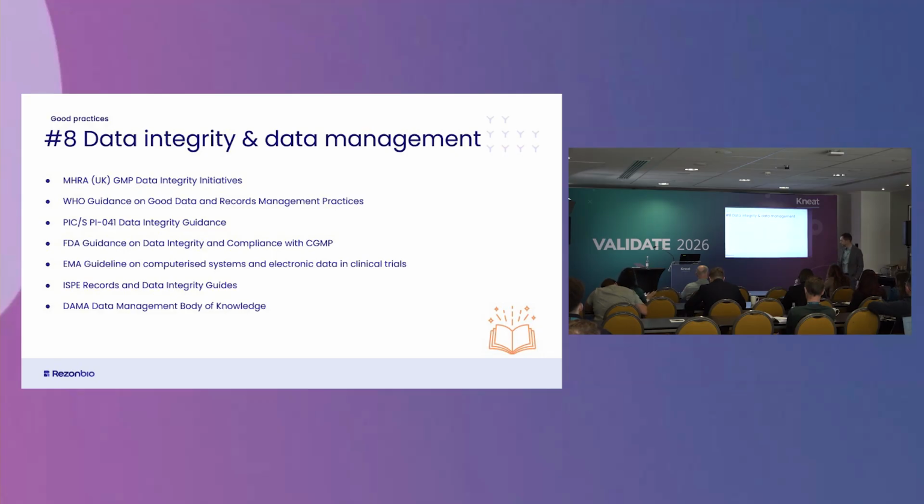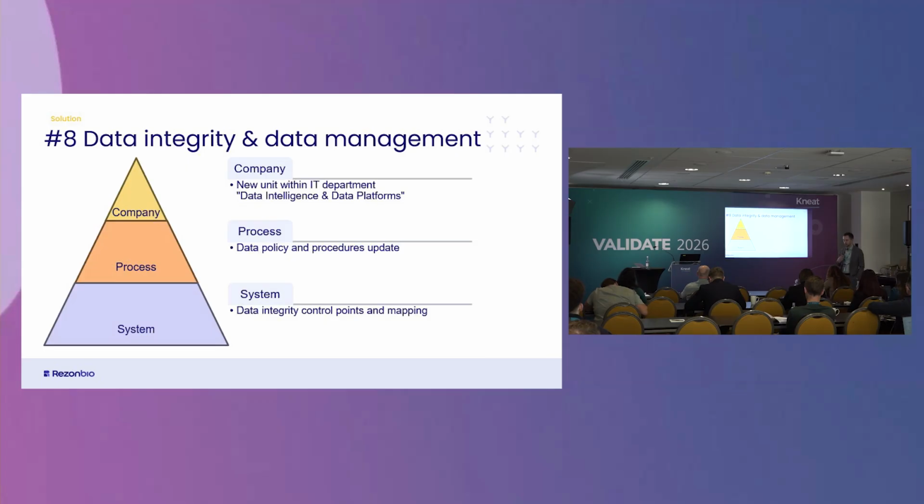What did we do? I noticed that data integrity and data management should be managed at least on three levels: system, process, and company. What does it mean? For the company, how to do it? For the company, we have created a new unit in the IT department, Data Intelligence and Data Platforms, to manage the data. You may ask, why in the IT? Information technology. We have technology to manage the data that can deliver information. IT is the right place to create such a unit.